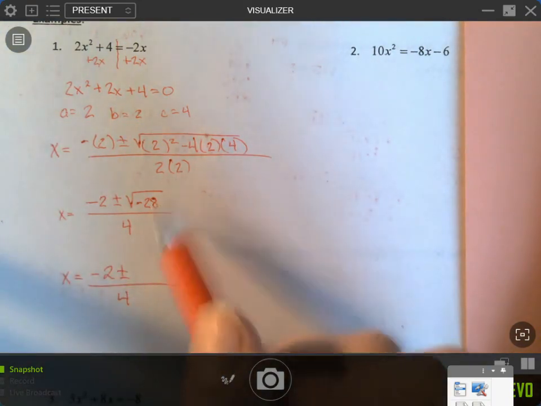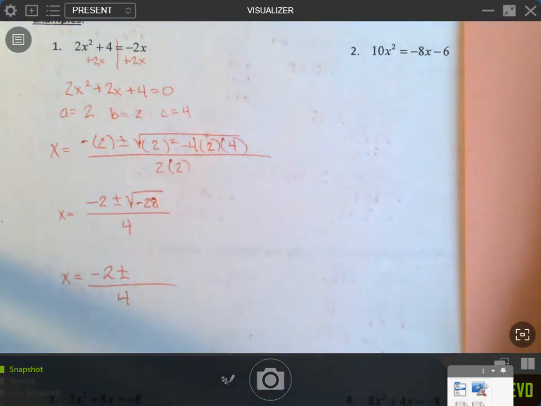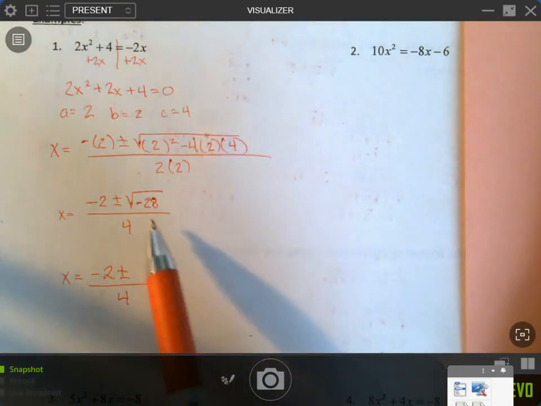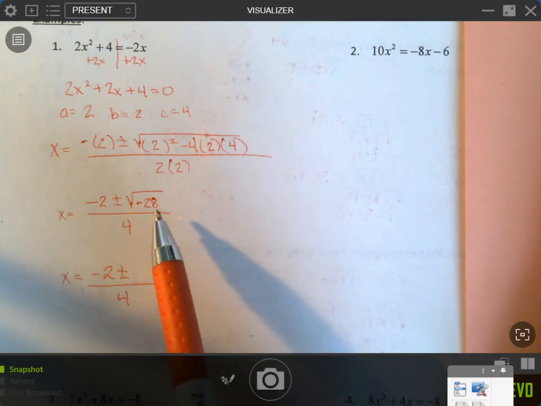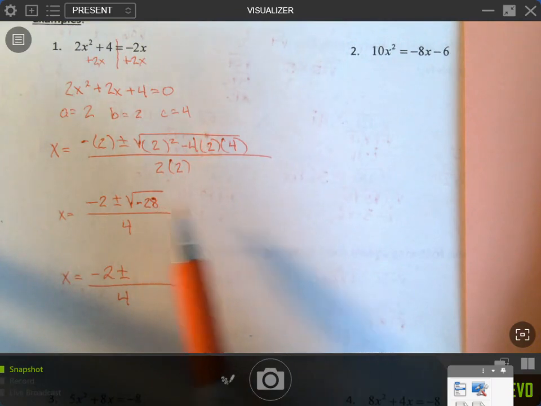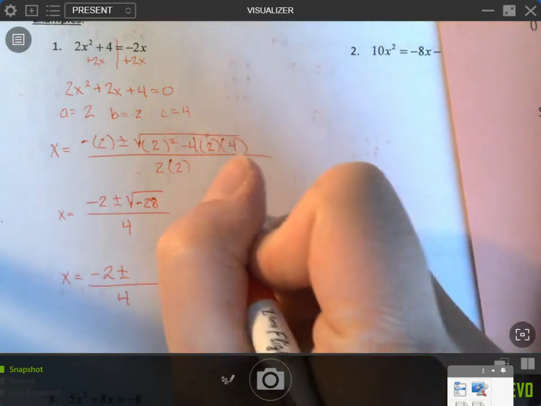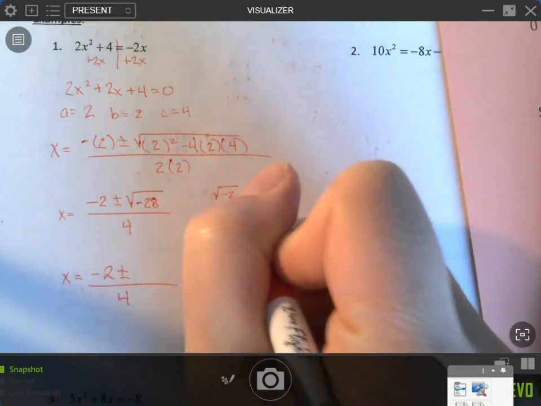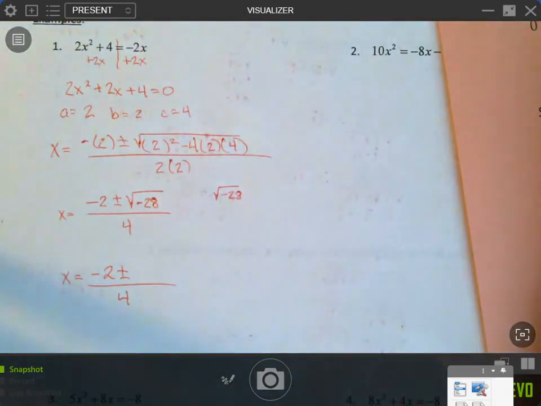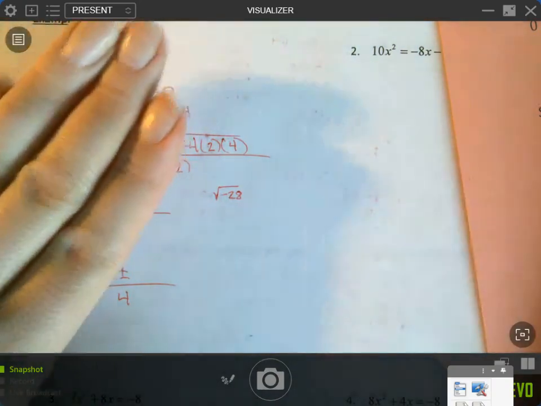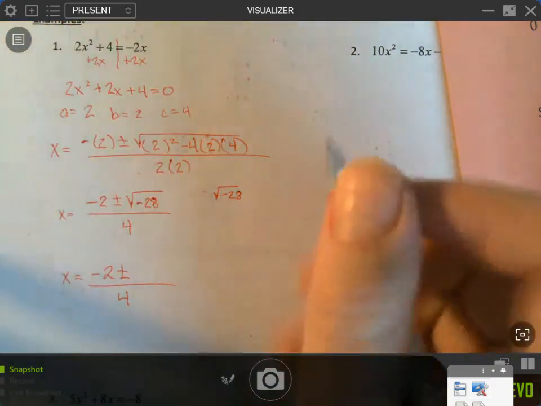So I need to come off to the side and figure out what that something's going to be. And here's the deal. If you've been putting the square root in your calculator and you type in the square root of negative 28, it won't do it. It's going to tell you domain error. So I'm going to bring my square root of negative 28 off to the side, and I'm going to treat it like its own little problem. So I'm ignoring all this, and I'm just going to break this down like we practiced a minute ago.